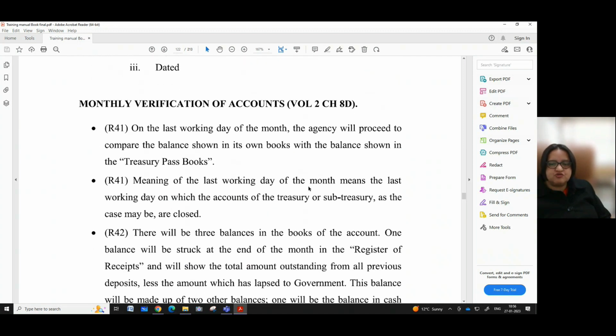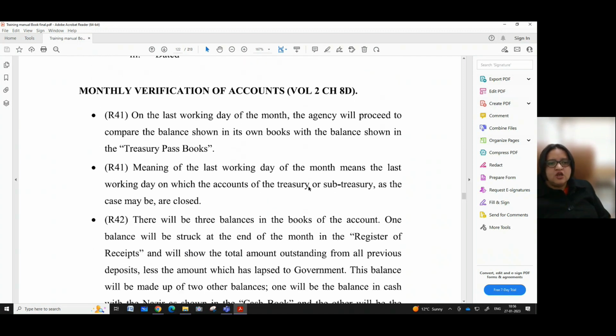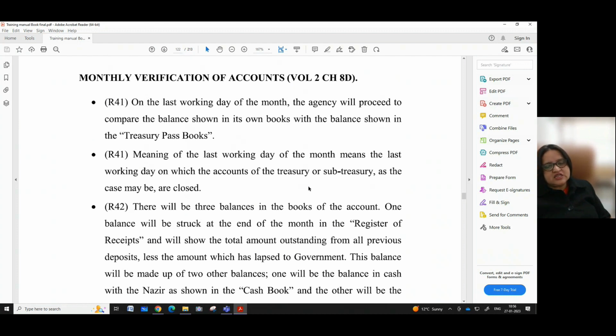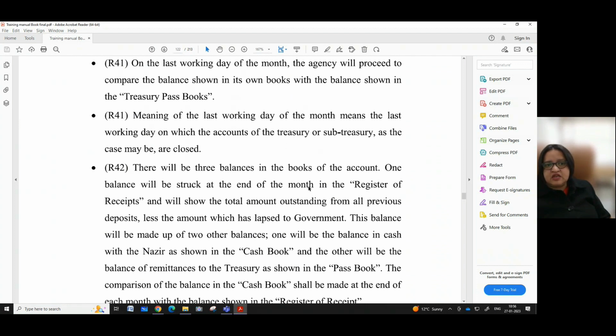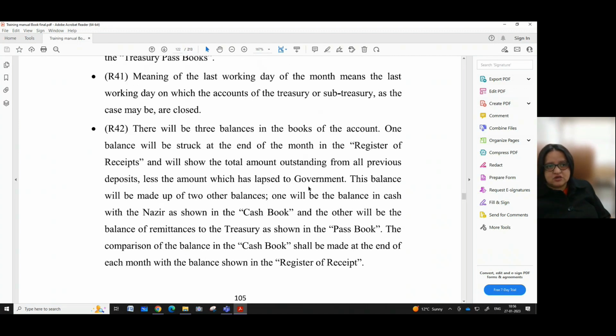Monthly Verification of Accounts, Volume 2, Chapter 8D. Rule 41 says that on the last working day of the month, the agency will proceed to compare the balance shown in its own books with the balance shown in the Treasury passbooks. The last working day of the month means the last working day on which the accounts of the Treasury or sub-Treasury, as the case may be, are closed.